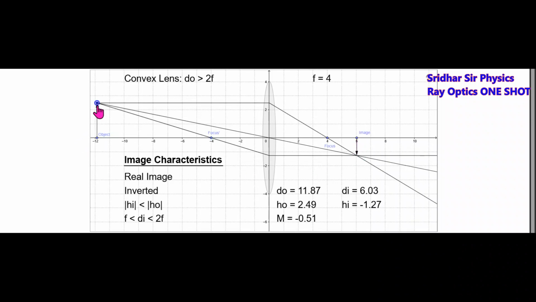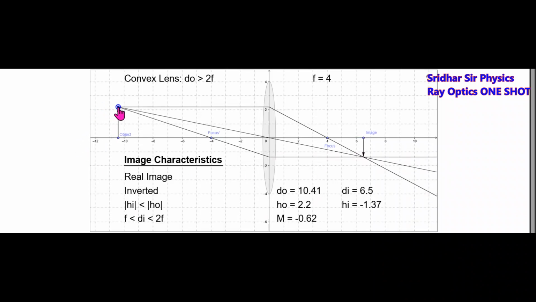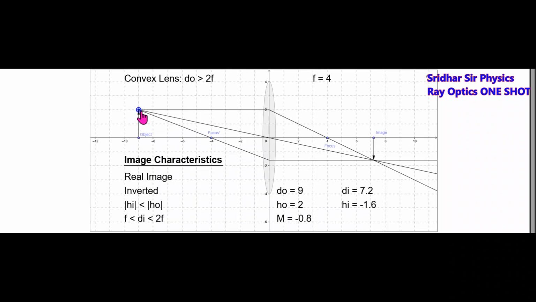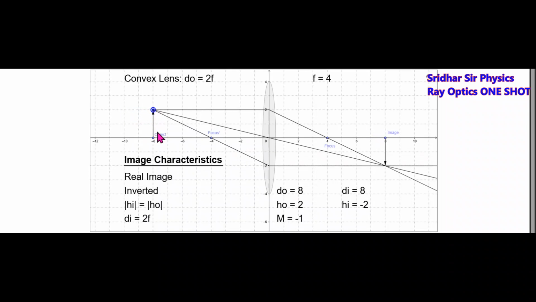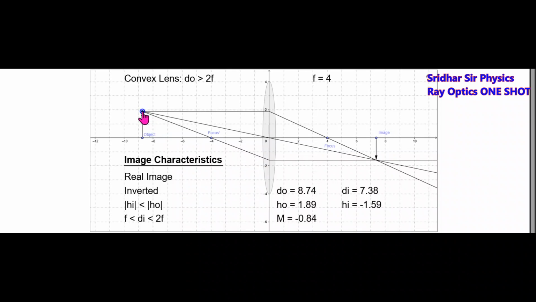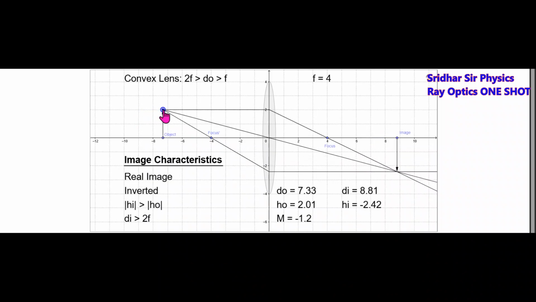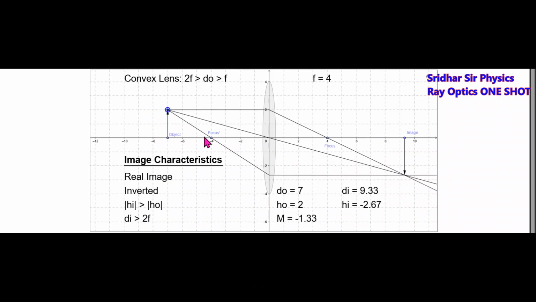As I move this object, then what happens to the image? Size will increase. Then when the object is at 2f, the image will be at 2f and will be of the same size. The image will be real, inverted, and of the same size. Beyond 2f, the image will be between f and 2f, real, inverted, and diminished. Then if the object is between f and 2f, the image will be beyond 2f, real, inverted, and magnified.